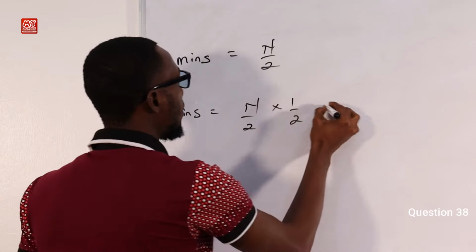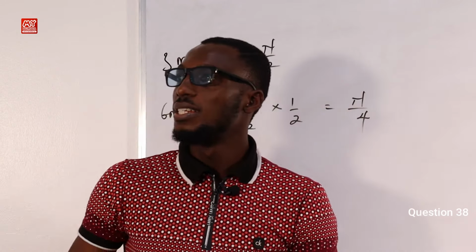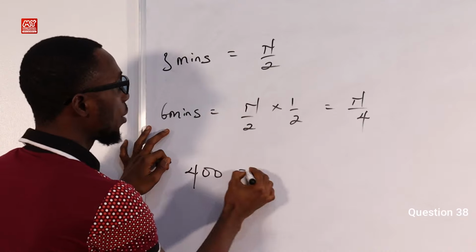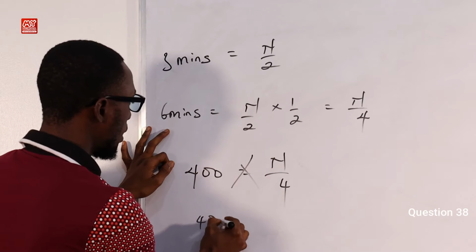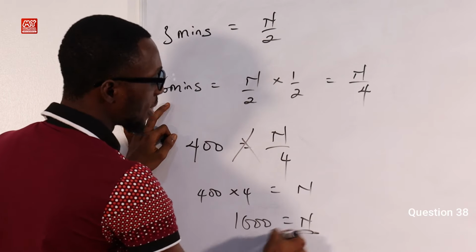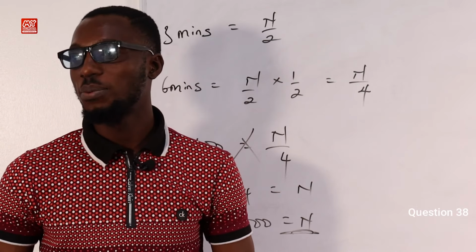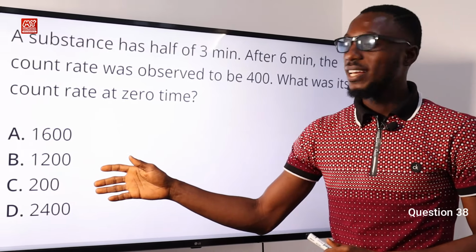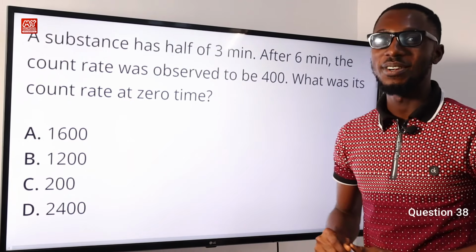halved twice, so that will be n over 4. We are told that at 6 minutes the count rate was observed to be 400, so 400 equals n over 4. If you cross multiply, that will be 400 times 4 equals n, so 1600 equals n. This is the count rate that we are looking for. Going back to the screen, when you look through all of the options, you will locate 1600 at option A. So option A is the correct option.